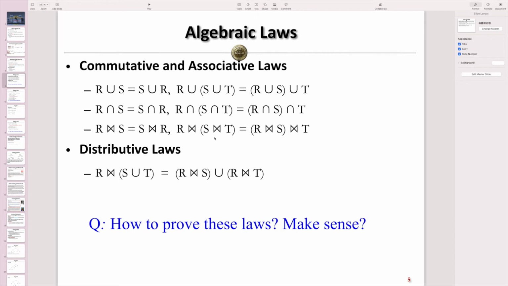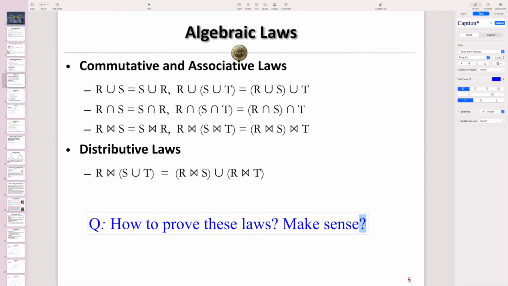And another law we can use is called the distributive law. In other words, if we have three relations, R, S, and T, and we want to compute R join, inside parentheses, S union T, the result will be equal to what? Equal to R join S union R join T. So these are the laws we show in this page for combining different operators with the relations. And you may wonder how to prove these laws, right?